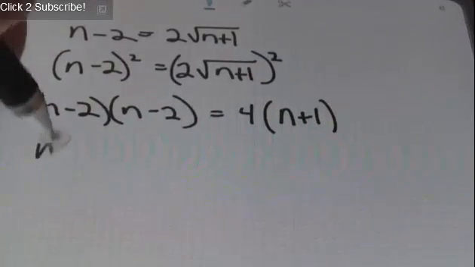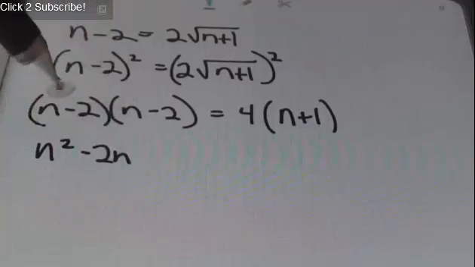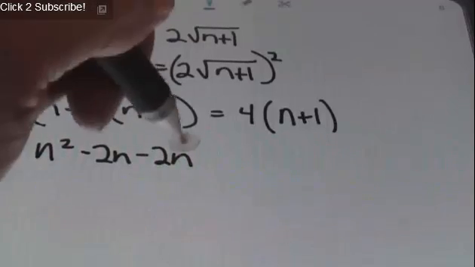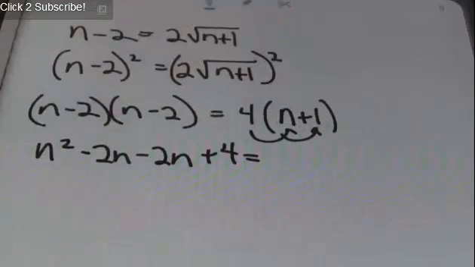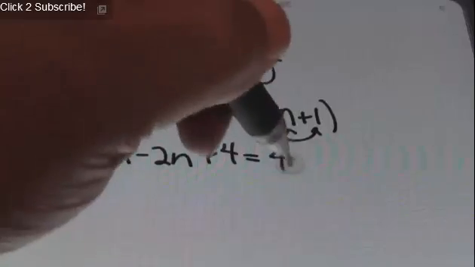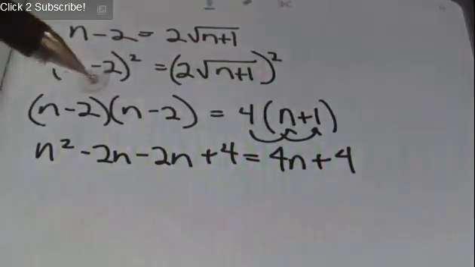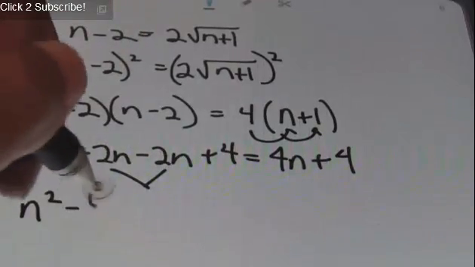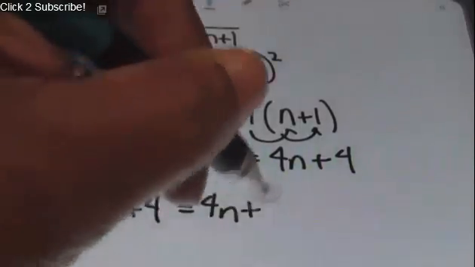So n times n is n squared. n times negative 2 is negative 2n. Negative 2 times n is negative 2n. And finally, negative 2 times negative 2 gives me a positive 4. On the right side, I'm going to multiply 4 times n to give me 4n, plus 4 times 1 is 4. From here, I'll be combining my middle terms on the left side. So I have n squared minus 4n plus 4 equals 4n plus 4.